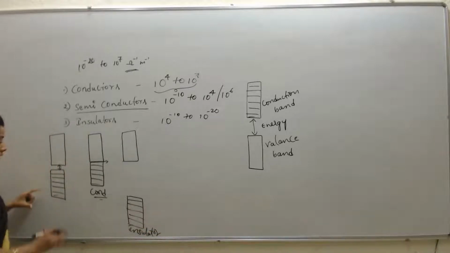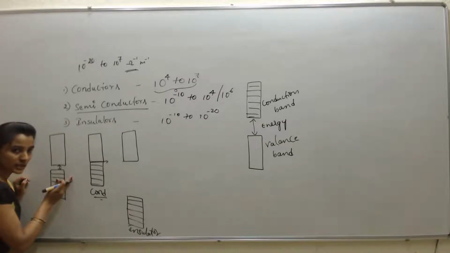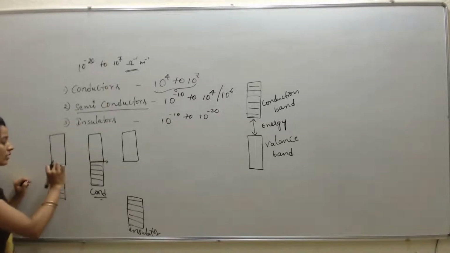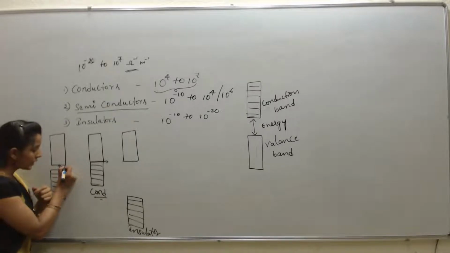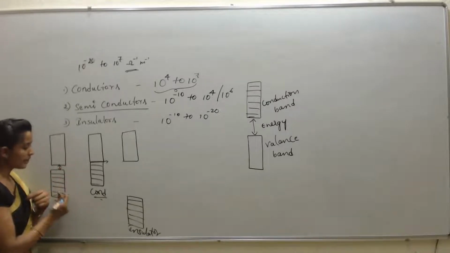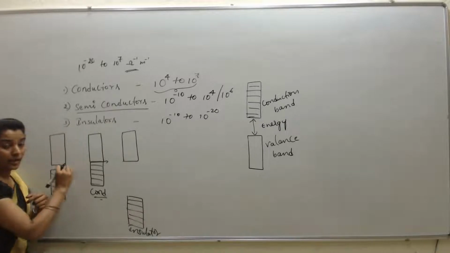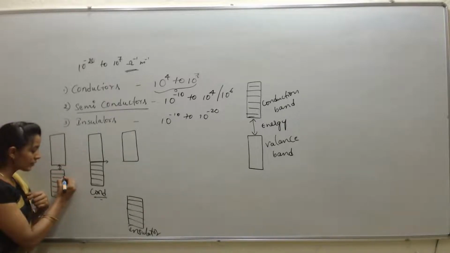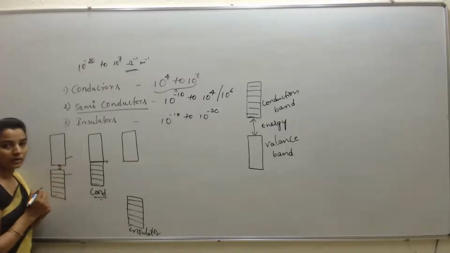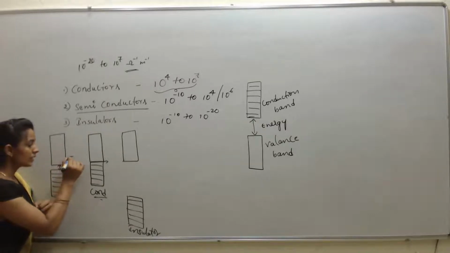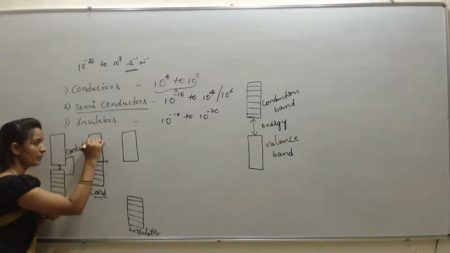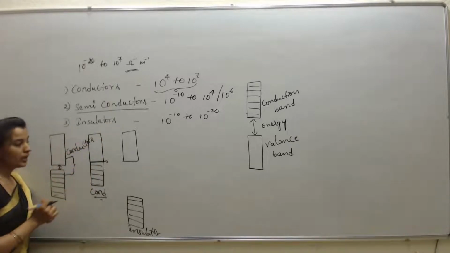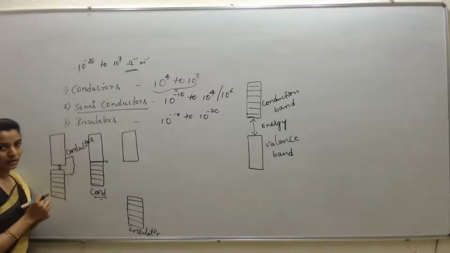Okay, but here in a semiconductor, whether it behaves as a conductor or an insulator depends on the energy gap between the bands. If the conduction band and the valence band have a small energy gap, enough for the electron to jump from one band to the other, then they behave as conductors. If the energy gap between the two bands is very small, then they act as conductors.